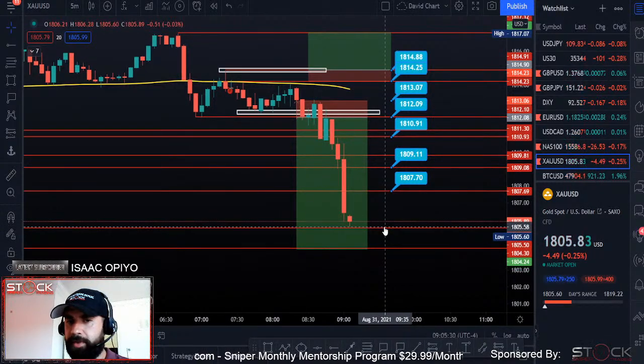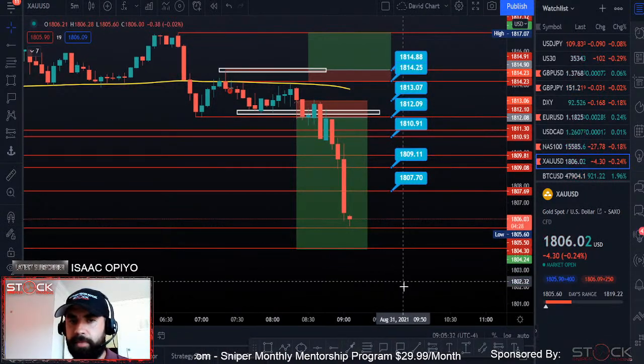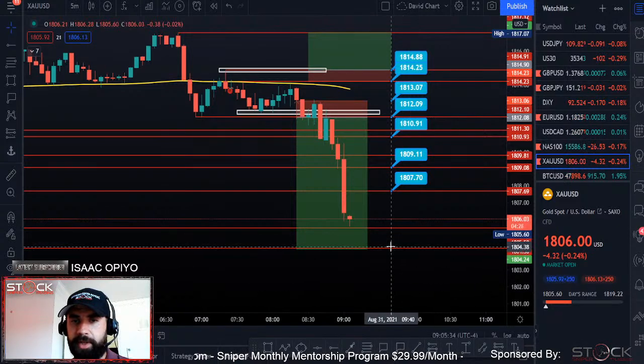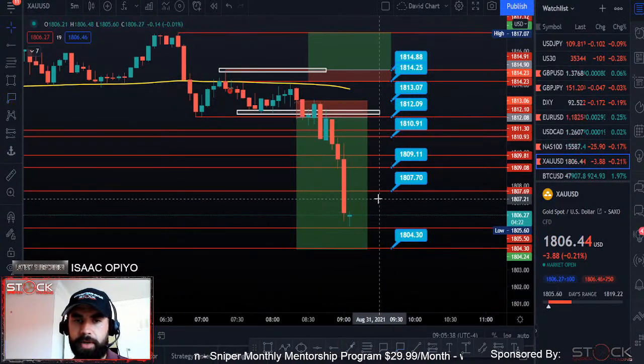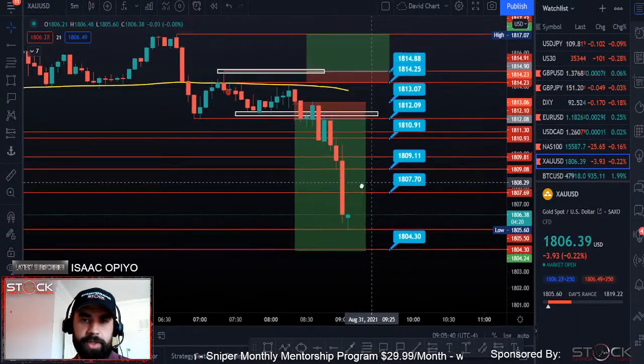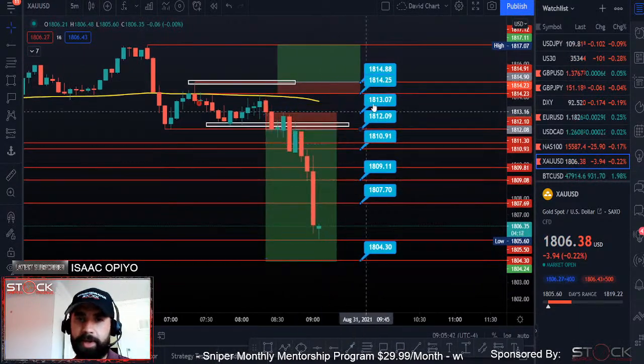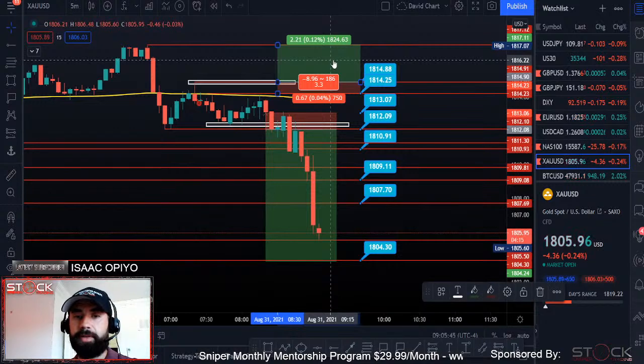I saw that on the left, 1805 mark. Okay, but if it starts to really break there, look for an opportunity to go bullish. It's got to be around here, guys, but this is selling off hard.